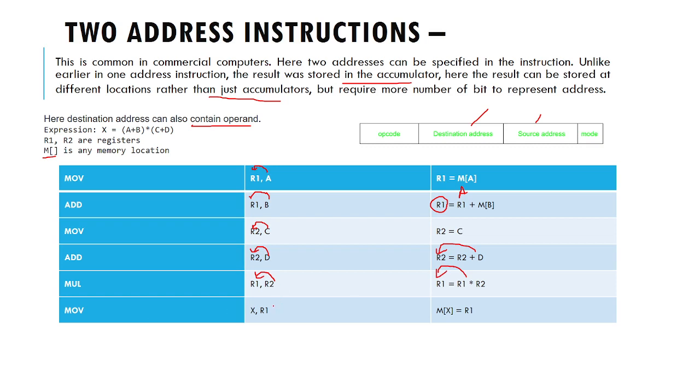Next, move. We are moving, or assigning, R1 inside X. Understood? So this operation is done in two address instruction.